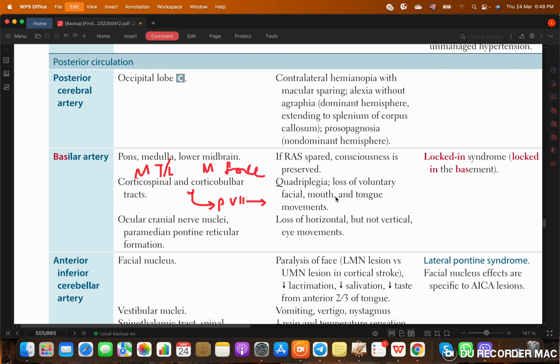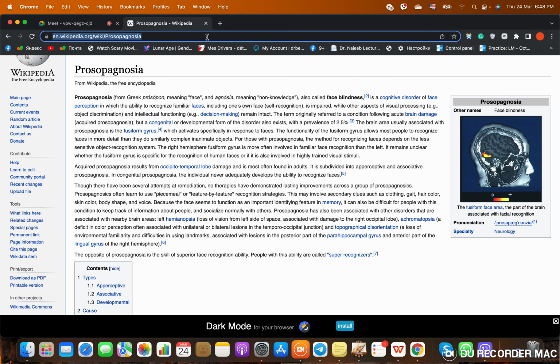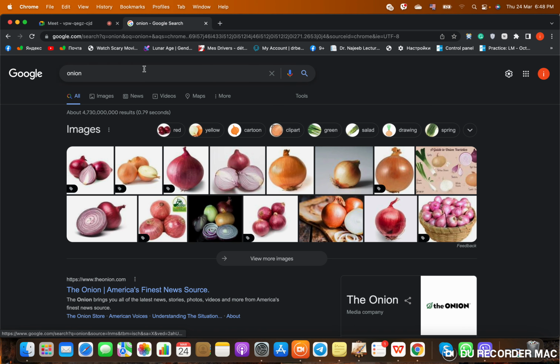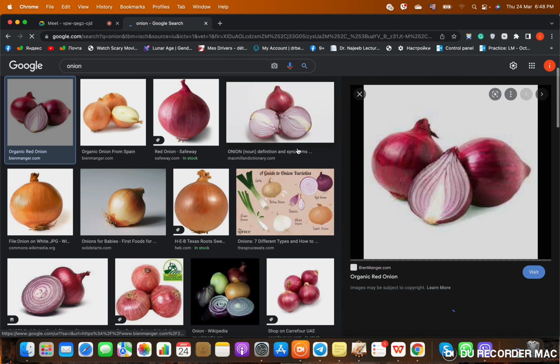Okay? When you hear the word the patient has bulbar symptoms, start thinking that he has a problem in the brain stem. Bulbar comes from the word bulbous. Bulbous means onion. What looks like an onion? Brain stem looks like an onion. Okay? Onion. Brain stem looks like an onion.